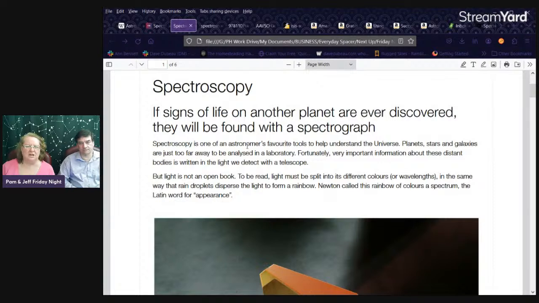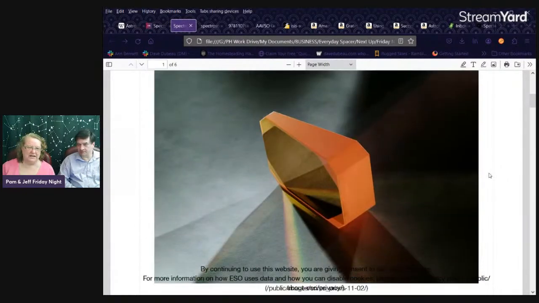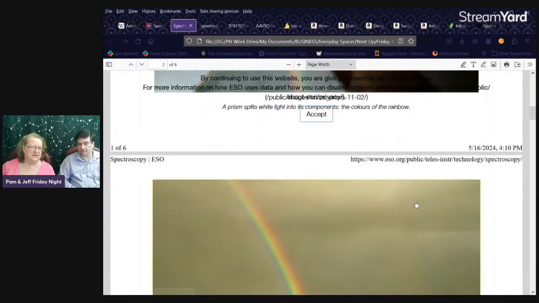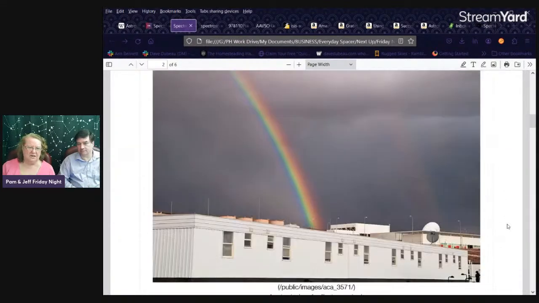So there was an article on a site, and I can't even get to it now, but it looked terrible. I decided to come over here. And apparently they think that if we find life on another planet, it's because of its rainbow. Isn't that something? All right. And this was the European Space Agency, ESO. Even now, it still has some of the stuff from the article.